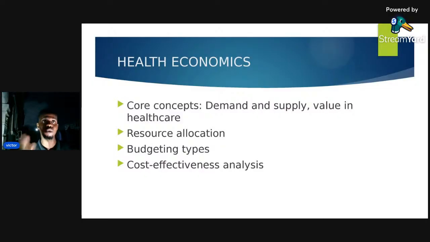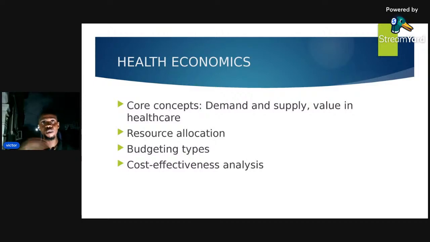We must also know how to allocate resources. The resources I'm talking about are how to allocate staff for each unit and how to allocate equipment for each unit. The equipment in the ICU won't be the same as in the maternity ward. The equipment in the ICU won't be the same as in the medical ward. So those are resource allocation, and how you allocate funds for the institution.